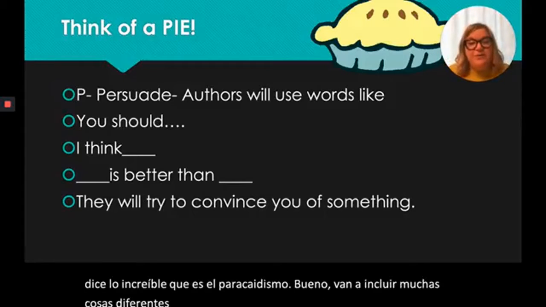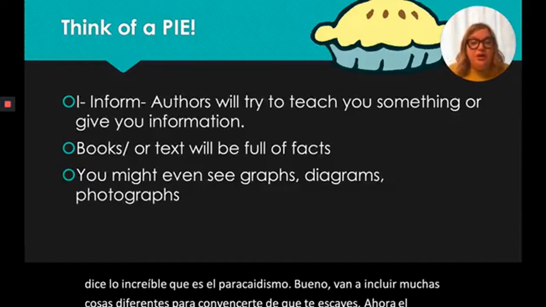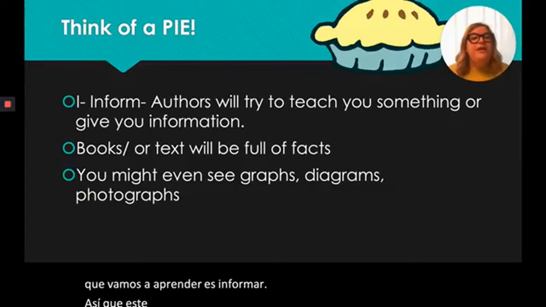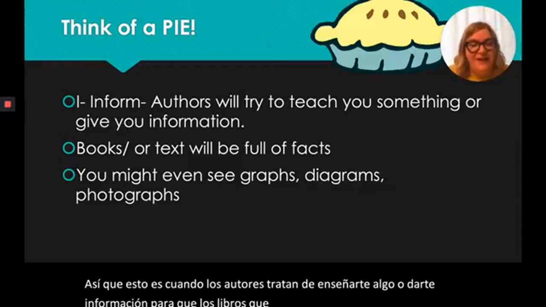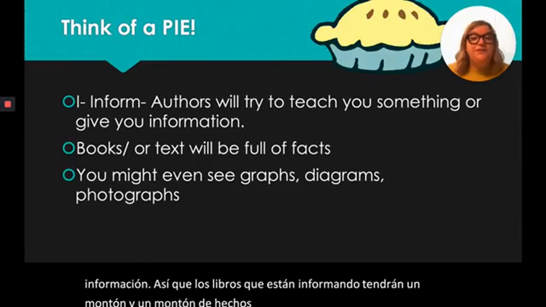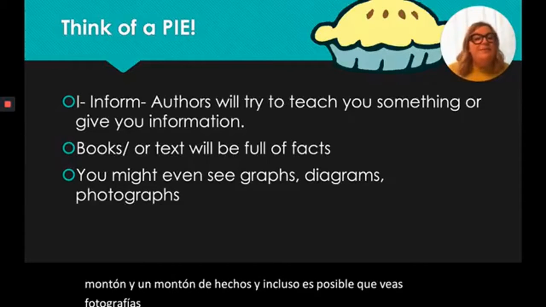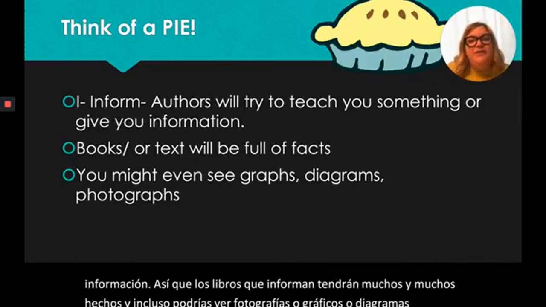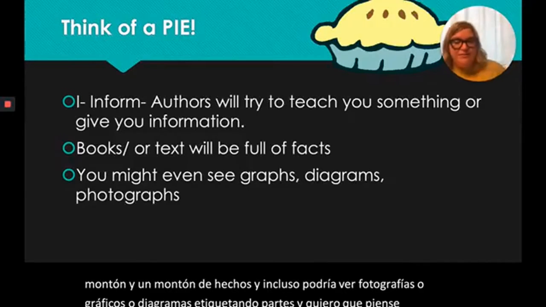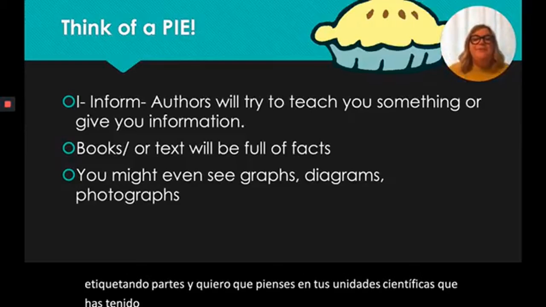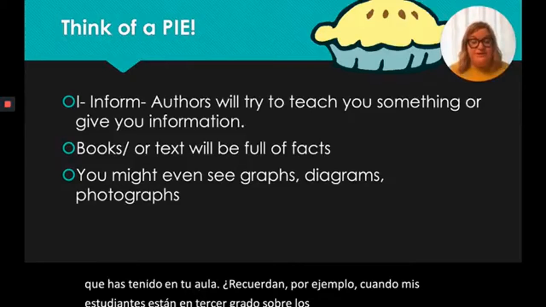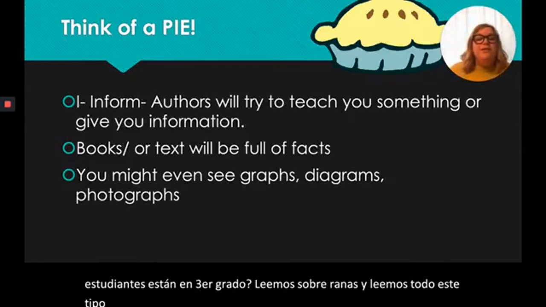The next one we are going to learn about is informing. This is when the authors try to teach you something or give you information. Books that are informing will have lots and lots of facts. You might even see photographs or graphs or diagrams labeling parts. Think of your science units in your classroom. For example, when my students were in 3rd grade, we read all of these kinds of informational texts about frogs. Those kinds of books are the informing kind, because the authors are trying to teach you something.